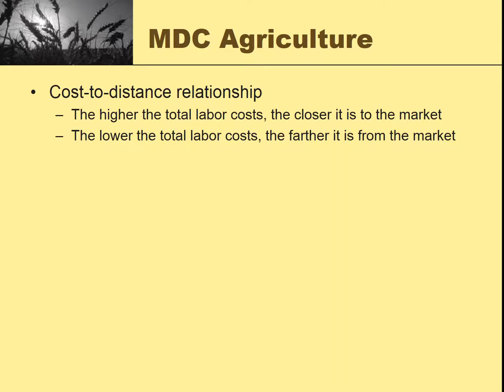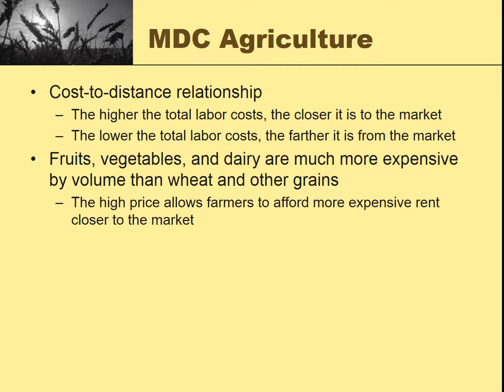So this is what we call a cost to distance relationship. The higher the total labor costs, the closer the agricultural practice should be to the market. The lower the total labor costs, the farther it is from the market. So in this model, fruits, vegetables, and dairy are much more expensive by volume than wheat and other grains. And so the high price of these fruits and vegetables allows farmers to afford the more expensive rent closer to market. That's what a cost to distance relationship means in von Thunen's realm.